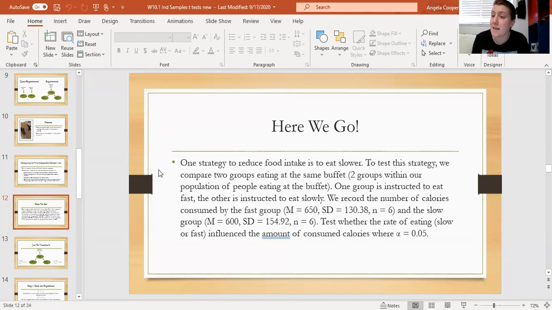Now, obviously, we can see the mean is 650 for the fast group, so it's bigger. But we have to calculate an independent samples t-test to know if this was just by chance, or if there was a very low probability of this happening if these groups were the same. Again, the null hypothesis: if these two groups ate at the same rate, there'd be an incredibly low probability that we would obtain a sample mean this high or this low for the slow eating group, if these two rates of eating had no influence on the amount of calories consumed. So again, we're going to do a hypothesis test, just like we've been doing with one sample t and z.